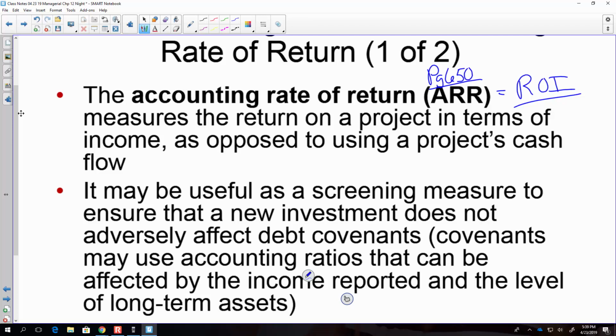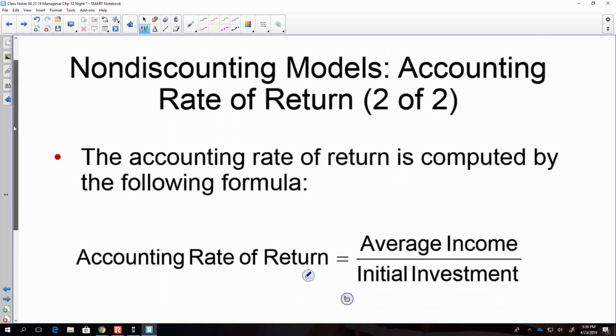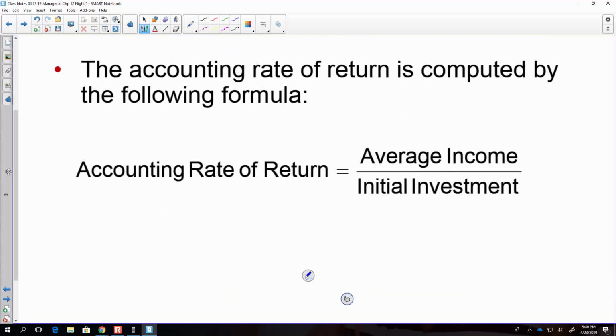It is a simple formula. Here it is: average income over the investment. Now, we talk about average income because it takes multiple years to basically figure out whether the return on investment was worth it. So we have to average that income across multiple years.